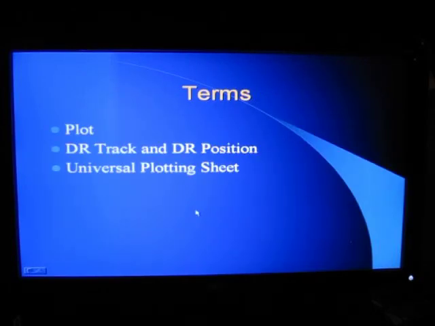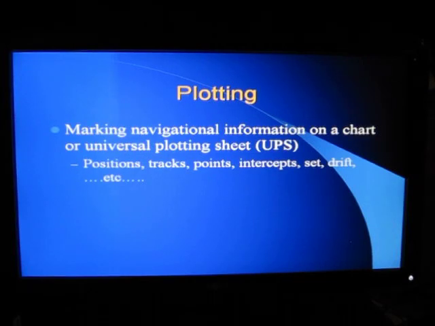Okay, let's continue. Now, some terms. We're going to talk about what plot and plotting means, what a DR track and DR position are, as well as what a universal plotting sheet is and how we use it. First of all, plotting is marking navigational information on a chart or universal plotting sheet that I'll call a UPS. That includes positions, tracks, points, intercepts, set and drift, whatever navigational information that helps you get to where you want to go that you want to write down on a chart. Writing it down with a pencil, a parallel ruler, using dividers, all the tools, that is called plotting.